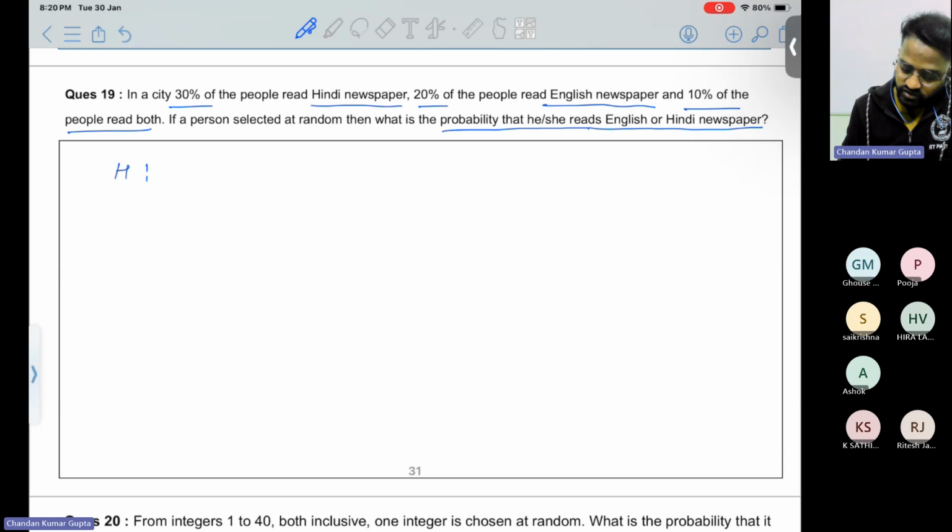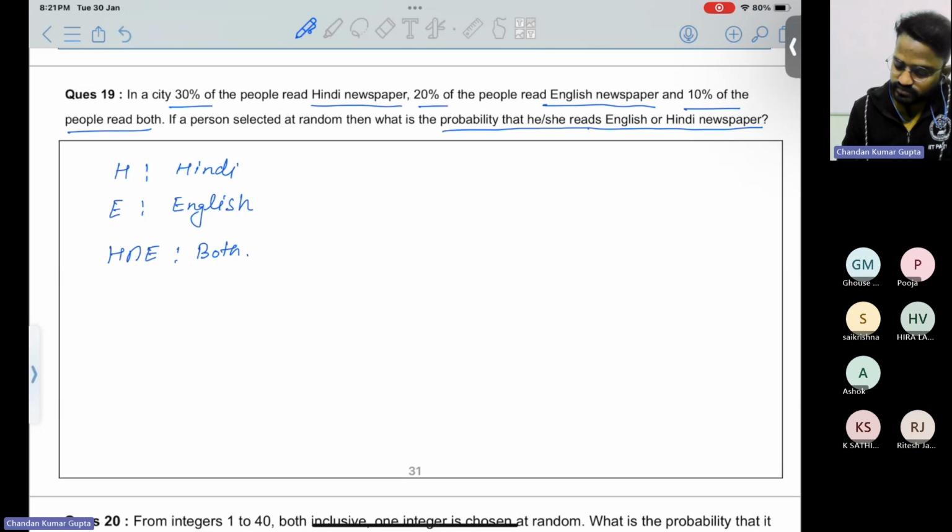Suppose H stands for the person reads Hindi newspaper, and E for he or she reads English newspaper. Then those who read both are E intersection H. So probability of H is 0.3, that is 30%. Probability of E is 20%, 0.2. And the probability that the person reads both Hindi and English newspaper is 0.1.